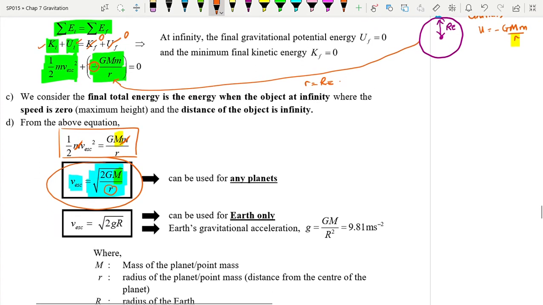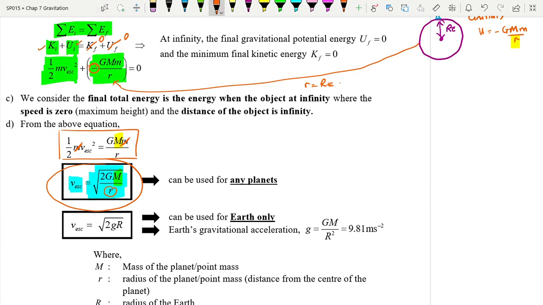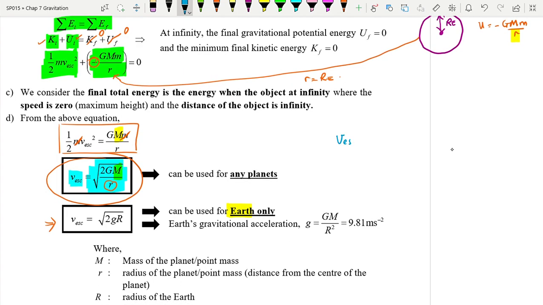Okay, apa beza dengan formula yang dekat bawah ni pula? Square root of 2gR. So this is basically the specific formula for Earth. Okay, so saya highlightkan planet kita contohnya adalah Earth. Okay, so saya just tunjukkan macam mana boleh keluarnya formula 2gR. Formula main kita adalah v escape equals square root of 2GM over r. Okay, so ini formula main, general formula untuk escape velocity.